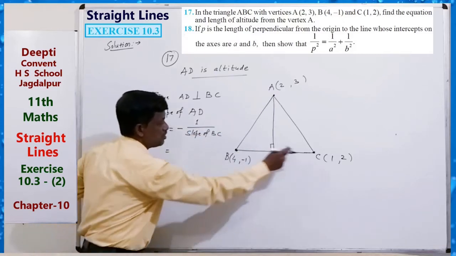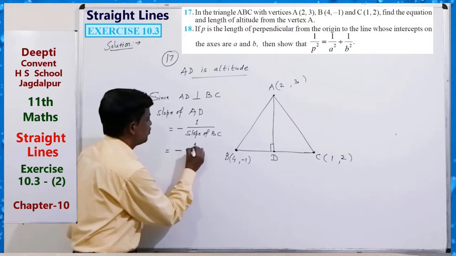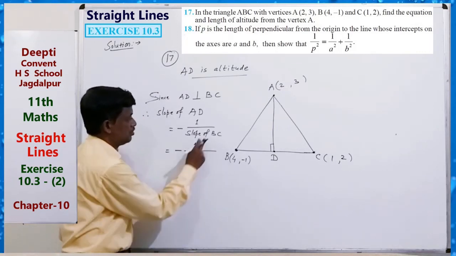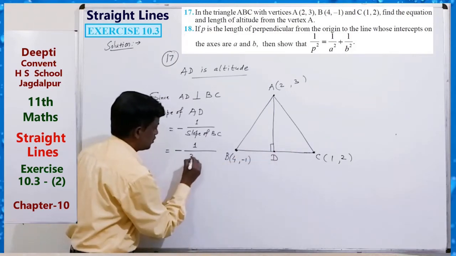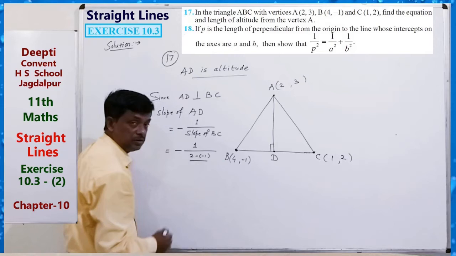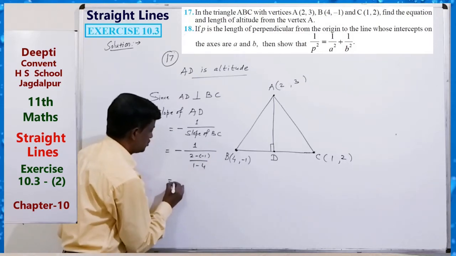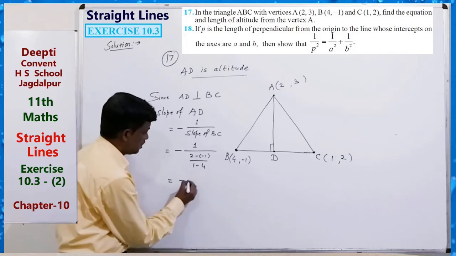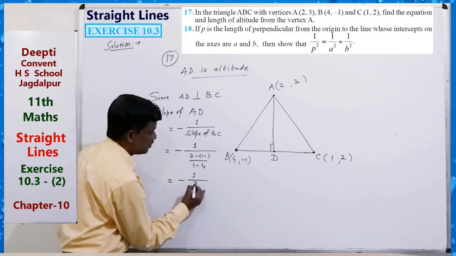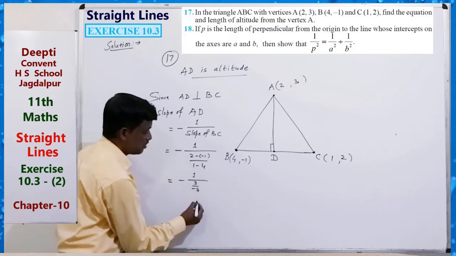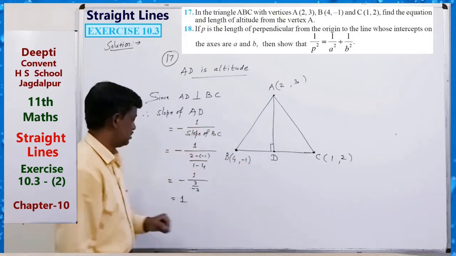Slope of BC, joining these 2 points, is (y2 minus y1) upon (x2 minus x1). So minus 1 upon (y2 minus y1), 2 minus 1 upon 1 minus 4. So this is equal to minus 1 upon 3 minus 3. This is minus 1. So, slope of AD is 1.